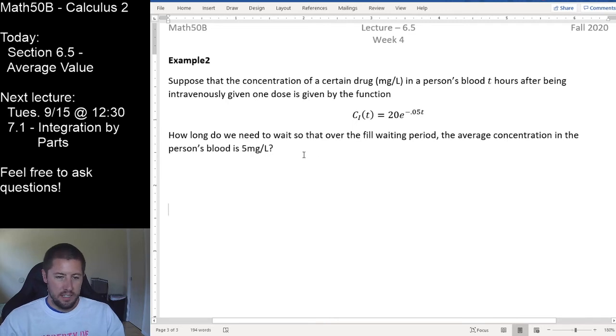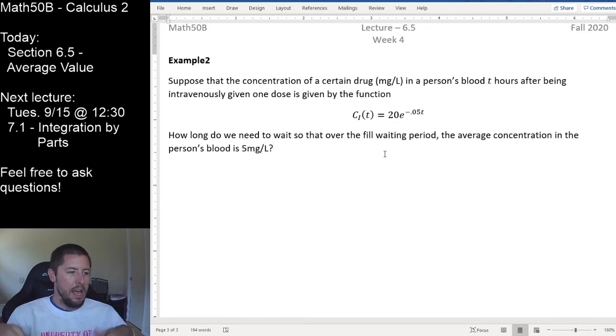Our question is this. We want to wait until the average value in our blood over time is 5 milligrams per liter. The question is, how long do we need to wait until we have experienced, over the full amount of time that it's been in our system, an average exposure of 5 milligrams per liter? So in this case, we're not looking to compute the average value. We've been given the desired average. The desired average is 5. What we want to know is how long we should wait until we get to that particular average.